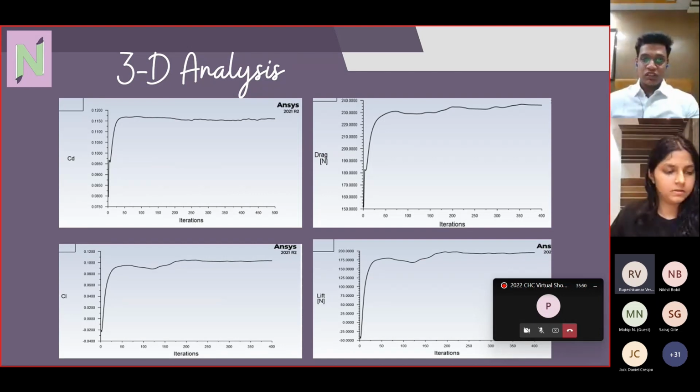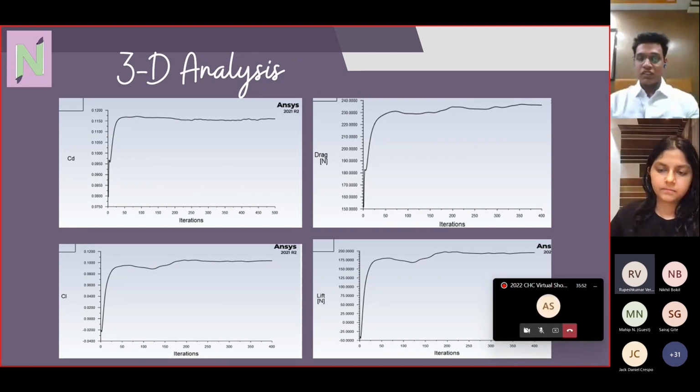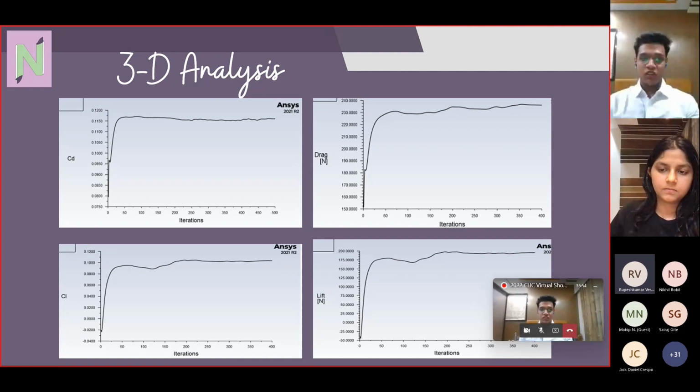After finalizing the design following the 2D and transient analysis, the design was inspired by the McLaren Speedtail, and we moved to the 3D analysis. The 3D analysis results are on the screen. For the continuity of the solution, we use multiple iterations.